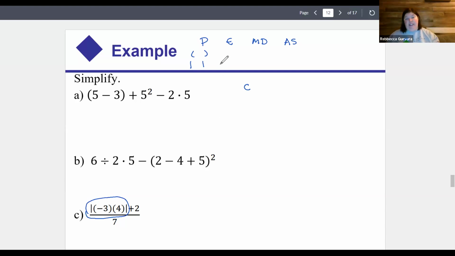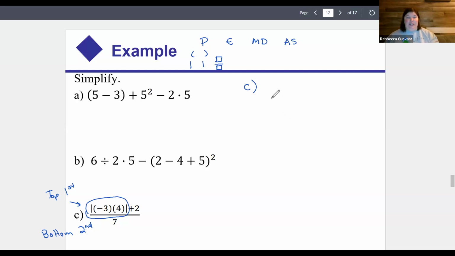The other grouping is that I have a division bar. This division bar means I have to do the top first and the bottom second, assuming we had something we can do on the bottom. We don't in this case, but I'd kind of think of it that way. Just do your order of operations on the top, then do it on the bottom.